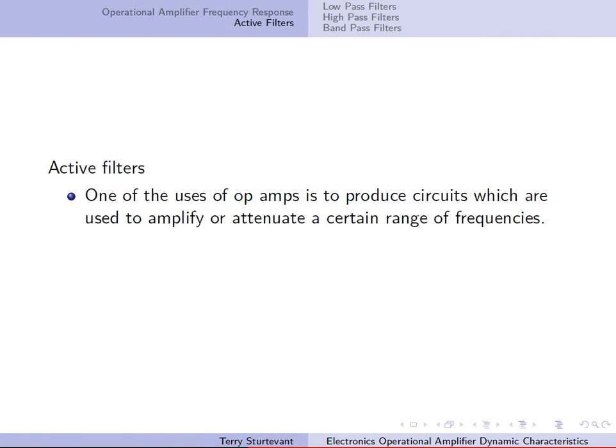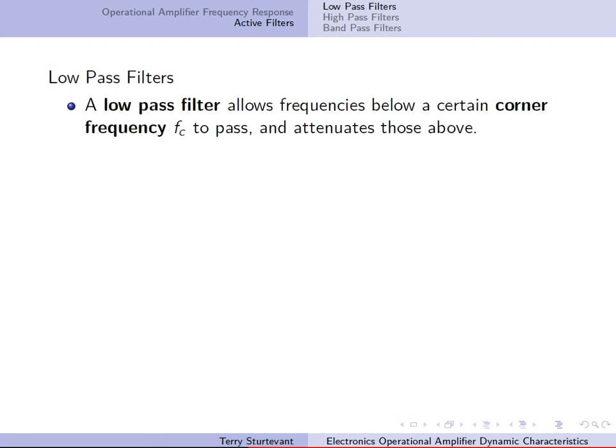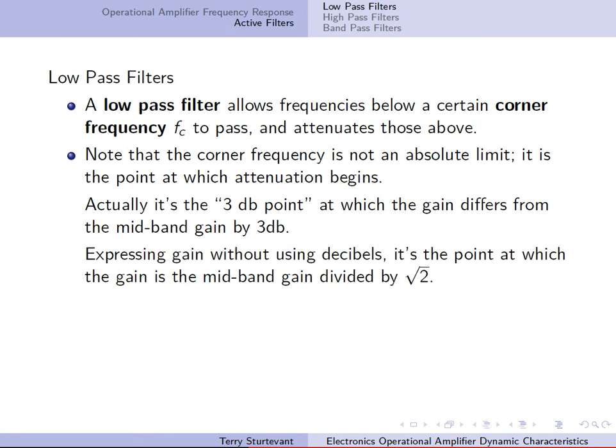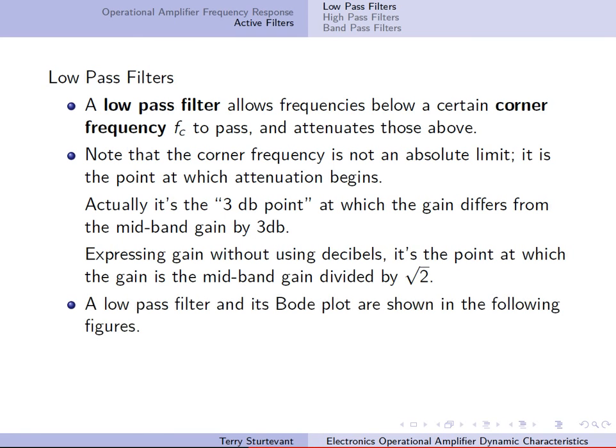One of the uses of op-amps is to produce circuits which are used to amplify or attenuate a certain range of frequencies. These are called active filters. A low-pass filter allows frequencies below a certain corner frequency to pass and attenuates those above. Note that the corner frequency isn't really an absolute limit. It's the point at which attenuation begins. It's defined as the 3 dB point at which the gain differs from the mid-band gain by 3 dB. If you're expressing gain without using decibels, it's the point at which the gain is the mid-band gain divided by the square root of 2, so about 70% of the mid-band gain.